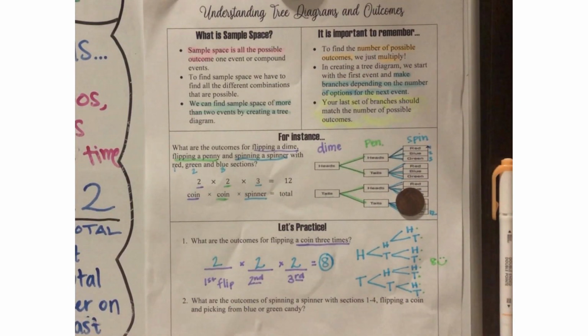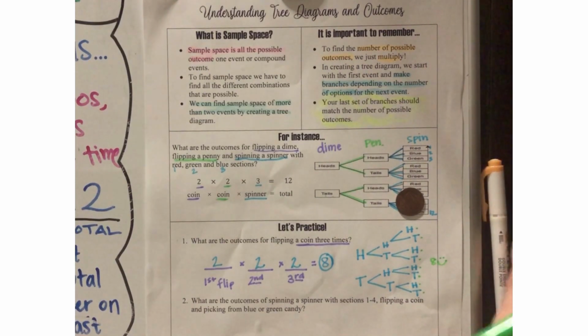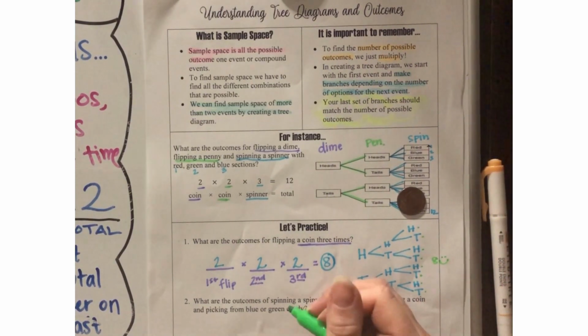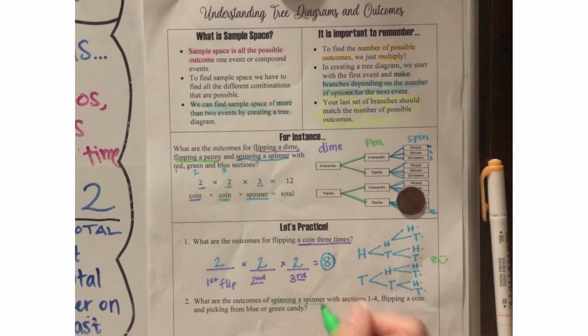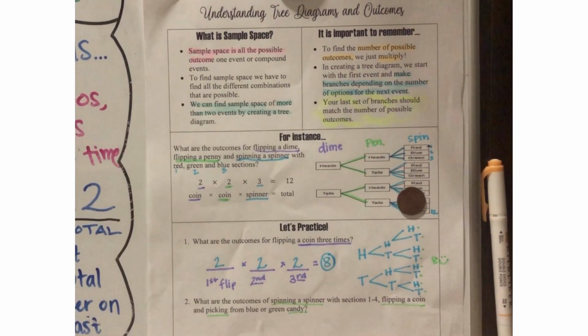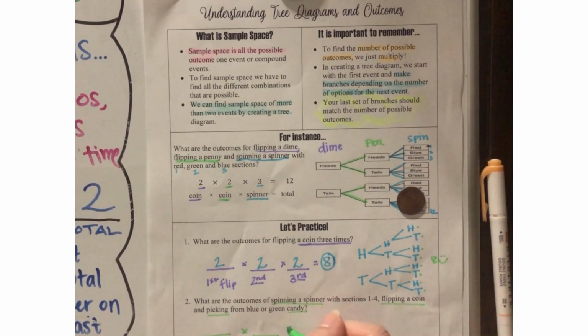All right, now let's look at number 2. What are the outcomes of spinning a spinner with the sections 1 through 4, flipping a coin, and picking a blue or green candy? So again, we have 3 things happening. We are spinning a spinner, we're flipping a coin, and we're picking a candy.